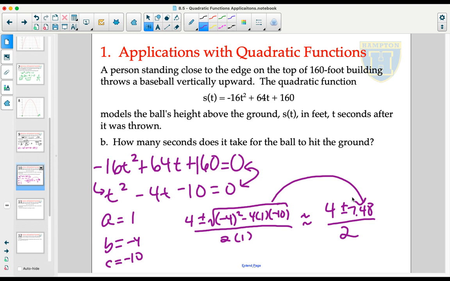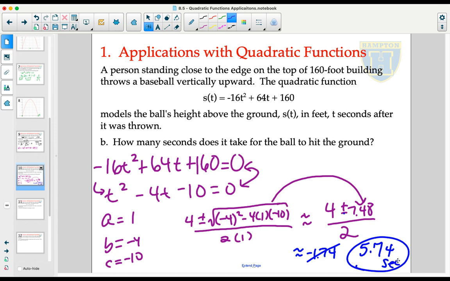Now it should be pretty obvious that there's a solution we're not going to need or want. If I do 4 minus 7.48 divided by 2, I would get negative 1.74. I'm going to discount that solution, ignore that solution, because it's negative. The ball is not traveling back in time. I'm only interested in the positive solution, which would be 4 plus 7.48 divided by 2, which is 5.74. So it's going to take 5.74 seconds for the ball to reach the ground.